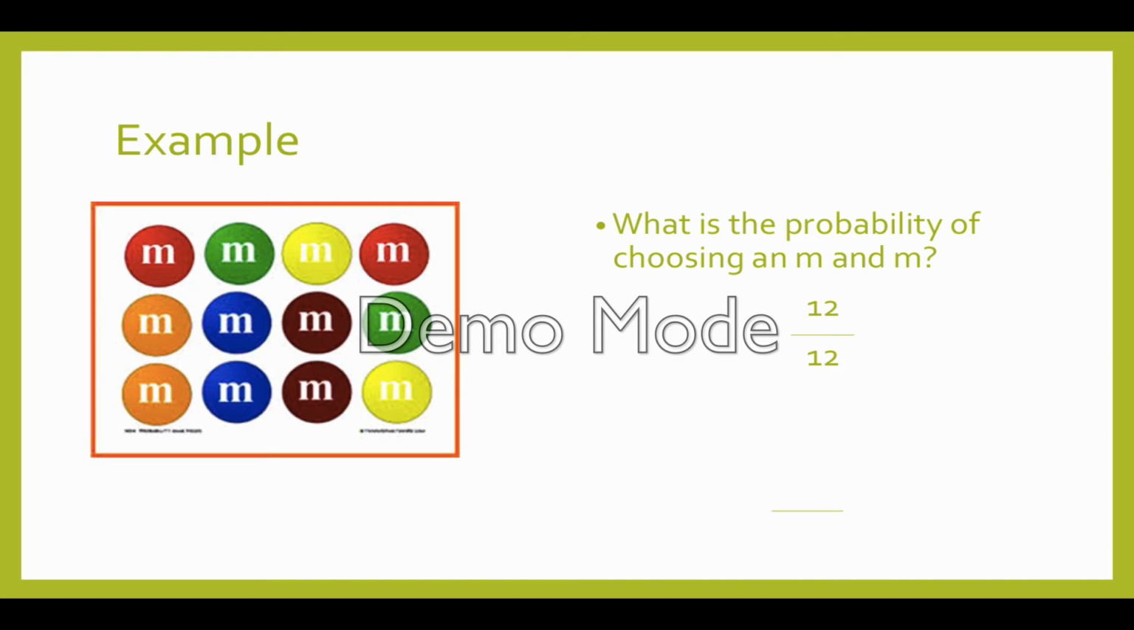It is certain. What is the probability of choosing a Skittle? If I reach my hand into a bag of M&Ms, there is no possible chance that I will choose a Skittle. It's impossible. So it's 0 out of 12, or 0.